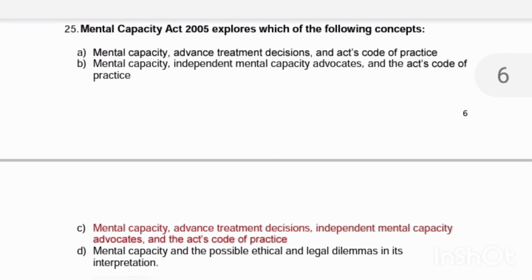Mental Capacity Act 2005 explores which of the following concepts? Option A, Mental Capacity, Advanced Treatment Decisions, and the Act's Code of Practice. Option B, Mental Capacity, Independent Mental Capacity Advocates, and the Act's Code of Practice. Option C, which is the correct answer, Mental Capacity, Advanced Treatment Decisions, Independent Mental Capacity Advocates, and the Act's Code of Practice. The other option is mental capacity and the possible ethical and legal dilemmas in its interpretation. Option C is the right answer.